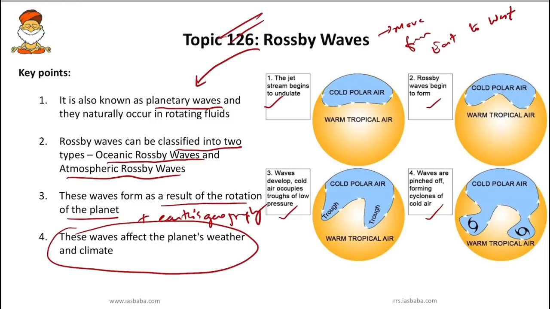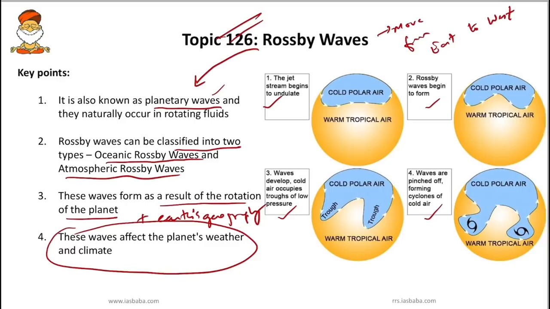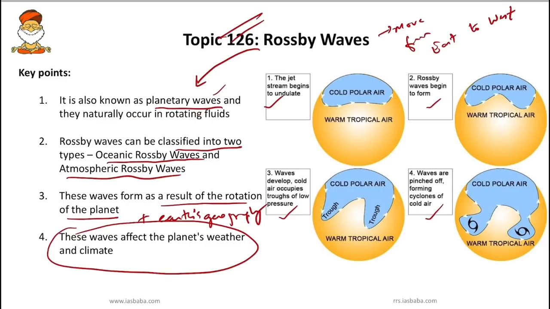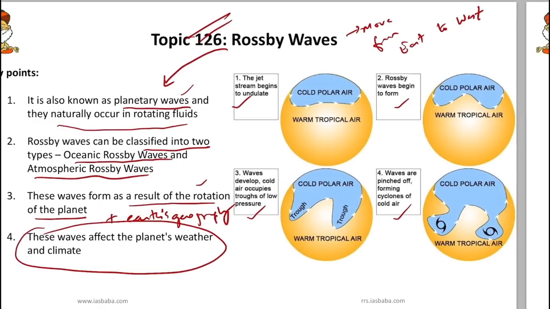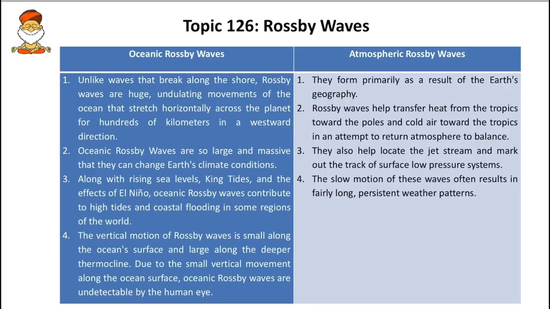So for prelims, just remember Rossby waves are also known as planetary waves, and they naturally occur in rotating fluids, and these waves form as a result of rotation of the planet and also Earth's geography. And there are two types of Rossby waves: oceanic Rossby waves and atmospheric Rossby waves. So we'll try to understand oceanic Rossby waves.